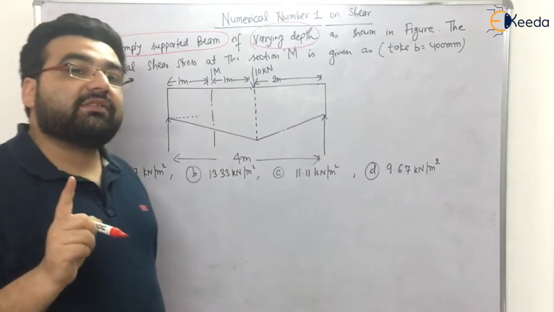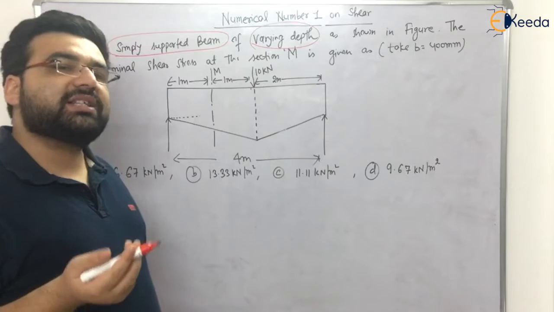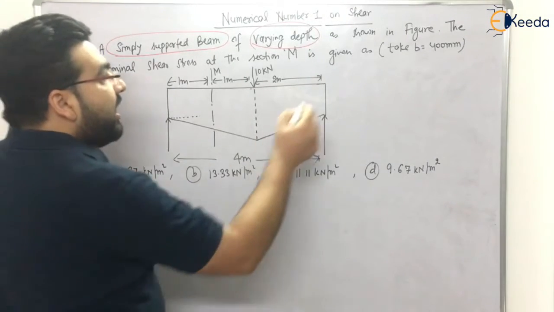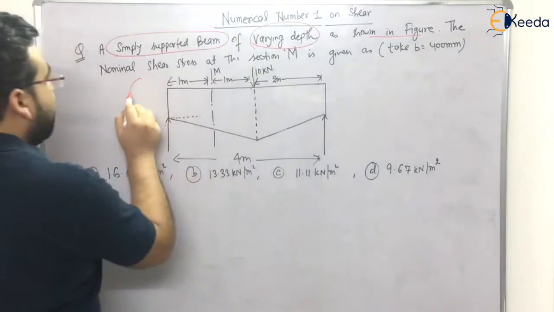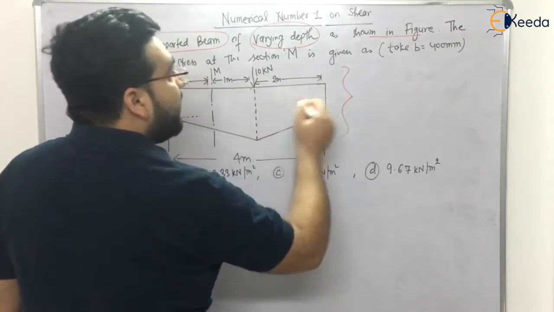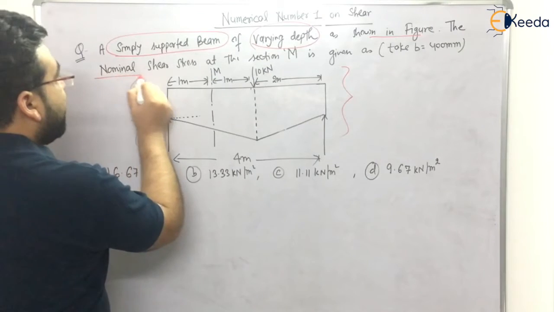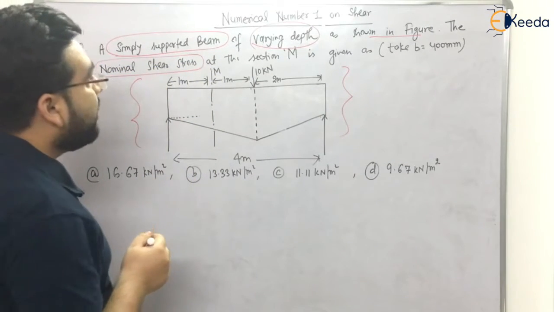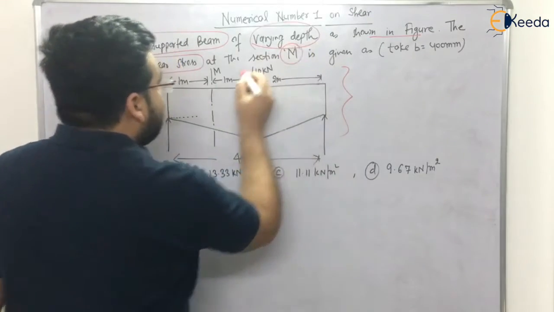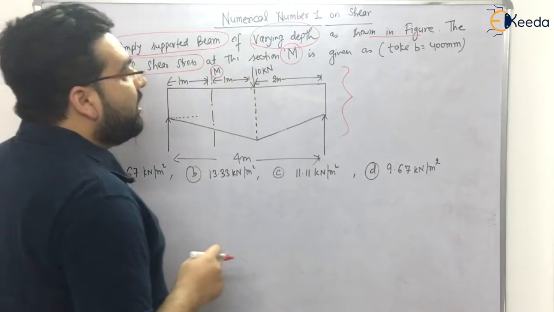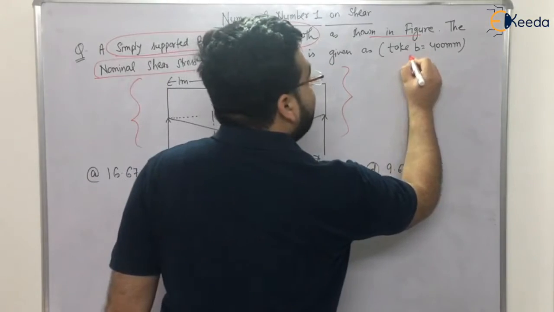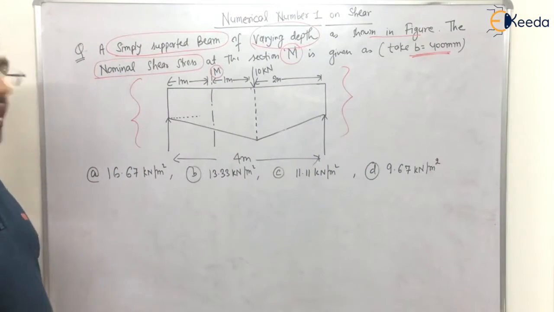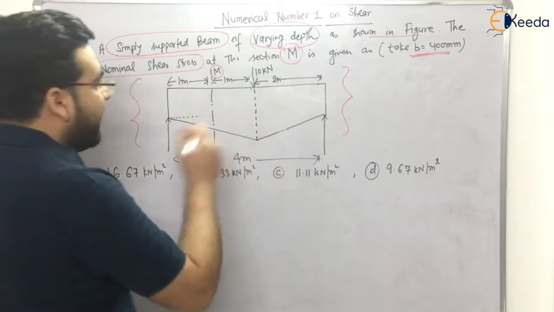If it does not have a varying depth, then the nominal shear stress formula is V upon BD, right? But here it is a varying depth, as shown in the figure. The nominal shear stress, meaning the average shear stress, at section M is to be found. Take the width B of the section as 400 mm. Options A, B, C and D are given.